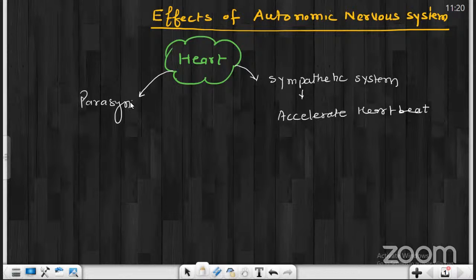Parasympathetic. So the parasympathetic system decreases the heartbeat. What does it do? It decreases or retards the heartbeat, we can say.